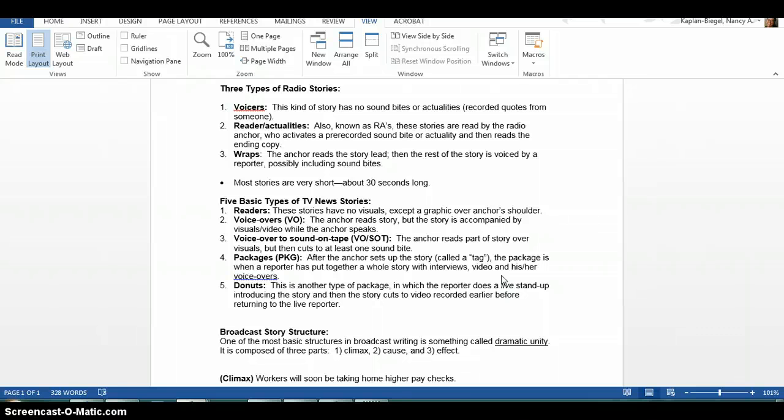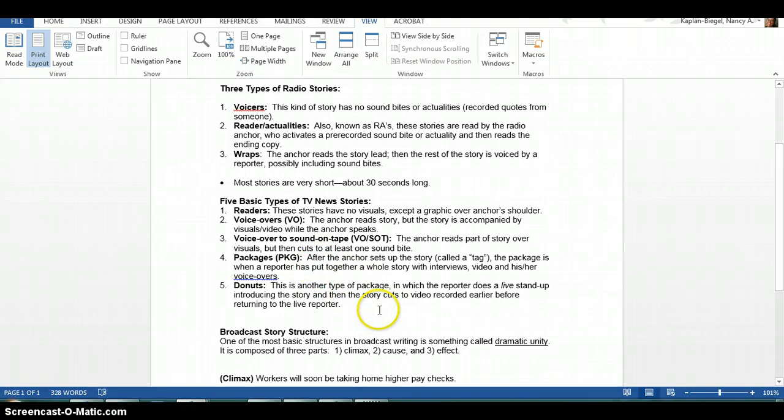Then there are packages, and the anchor will set up the story. This is called a tag, and then the package is when what the reporter has put together with those interviews, B-roll, and the reporter's voiceover. So in a sense, that is sort of like the wrap up here for radio. That would be comparable to that.